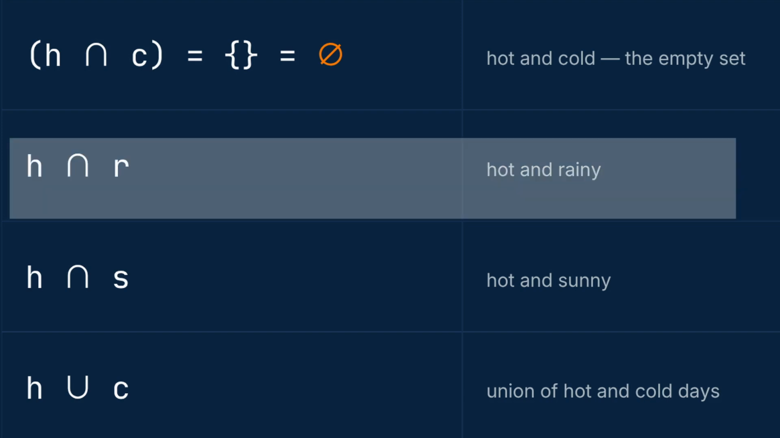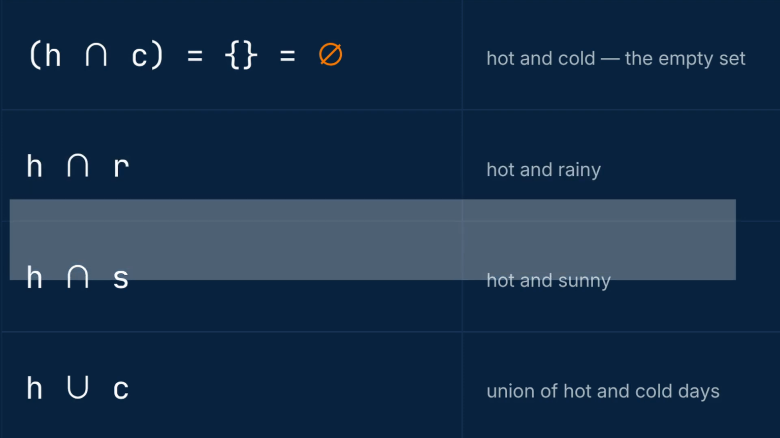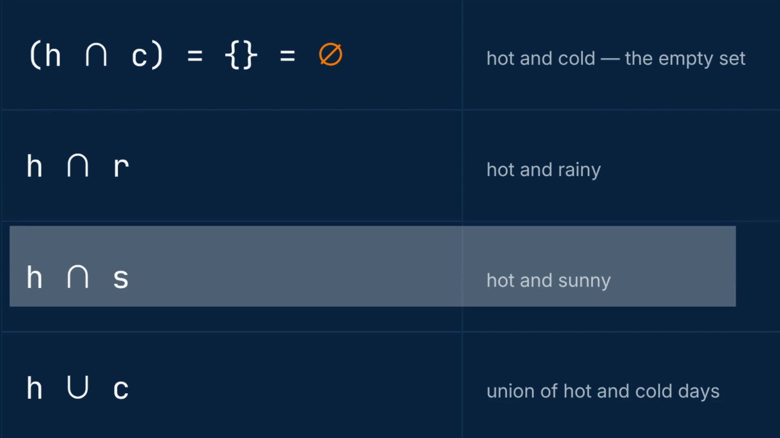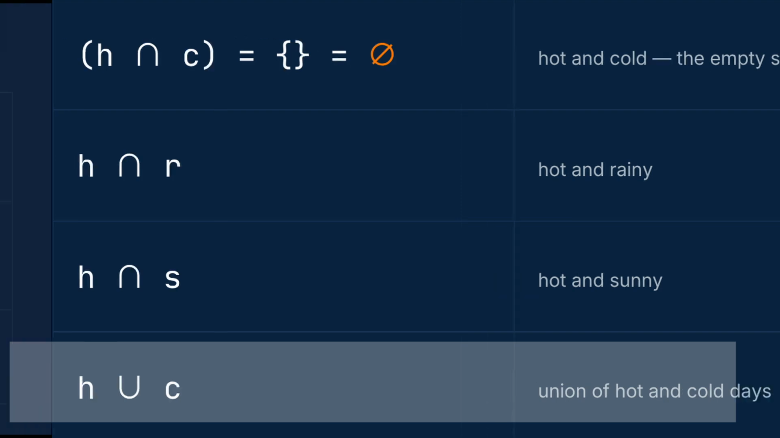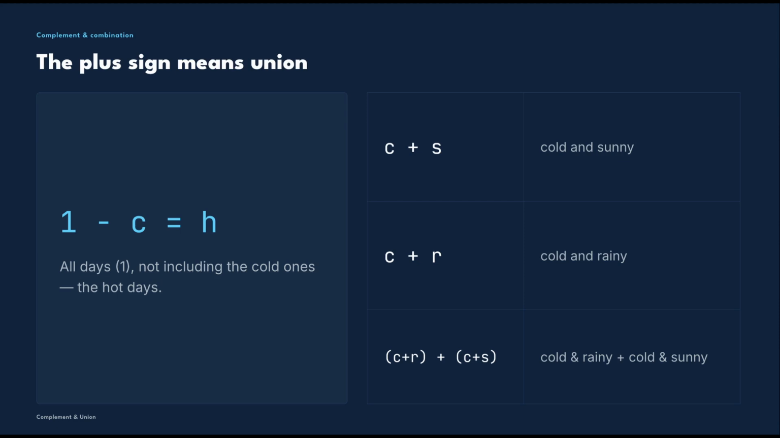Hot and rainy is just the intersection of hot and rainy. Of course it can be hot and rainy. Same thing for hot and sunny. The union of hot days and cold days is H union C, written using the U sign. We can write this as well using the plus sign. The plus sign also means the union.